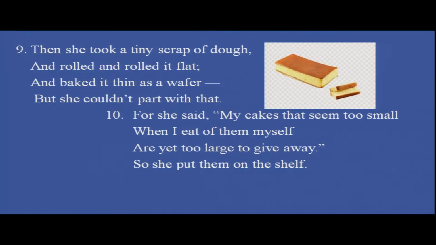Then she took a tiny scrap of dough and rolled it flat and baked it thin as a wafer. But she couldn't part with that. Now, second time also she was not convinced to give that piece of cake also. Then what did she do? She started another dough, and she started rolling it and rolling it, and she just flattened it, and made it as thin as a wafer, thinking that it would turn out to be a very small and a very thin piece of cake.